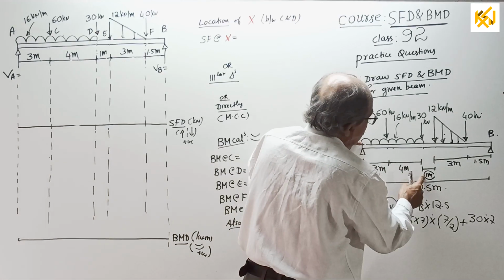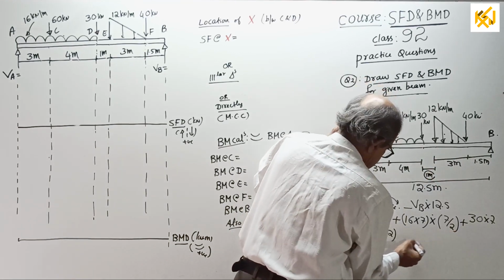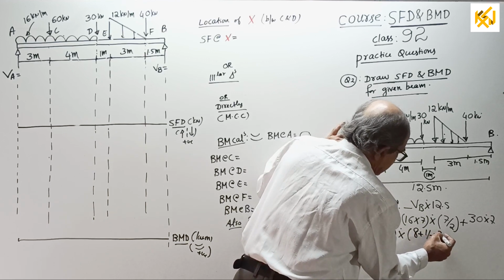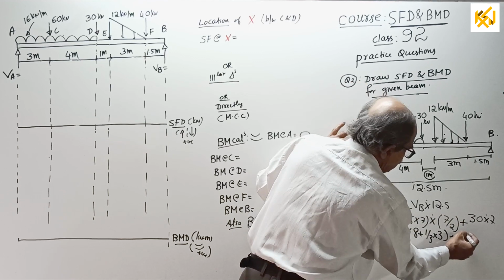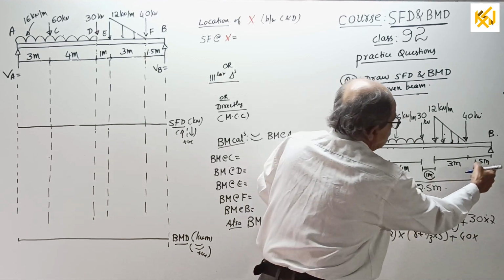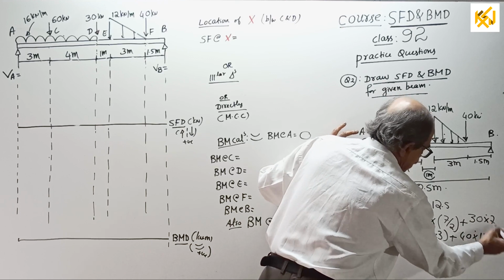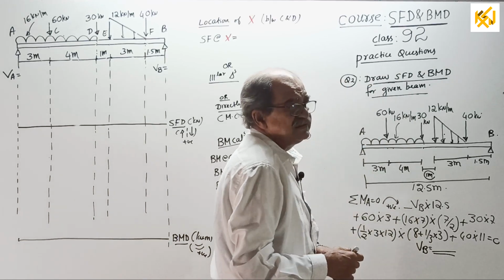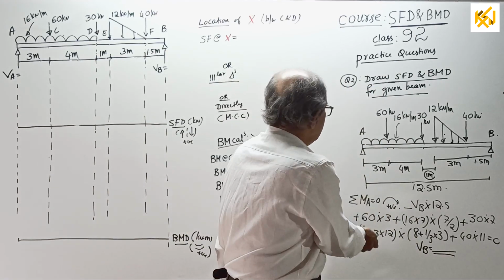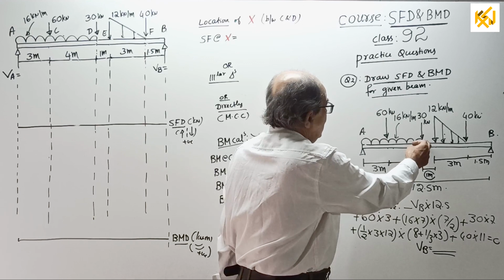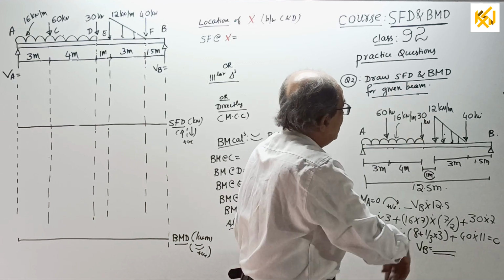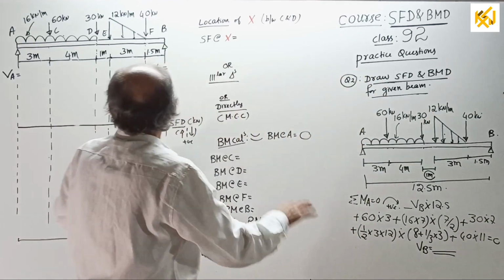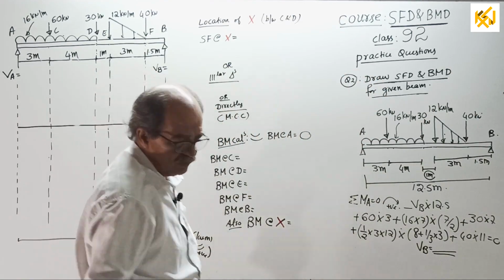Plus 1/3 of 3, so 8 plus 1/3 of 3, lastly plus 40 into 12.5 minus 1.5, which is 11, equals 0. You get the value of VB. Then sigma V equals 0, which I will not explain: VA plus VB minus 60 minus 16 into 7 minus 30 minus half into 3 into 12 minus 40 equals 0. You get the value of VA. Make a neat entry here. I will calculate in front of you.